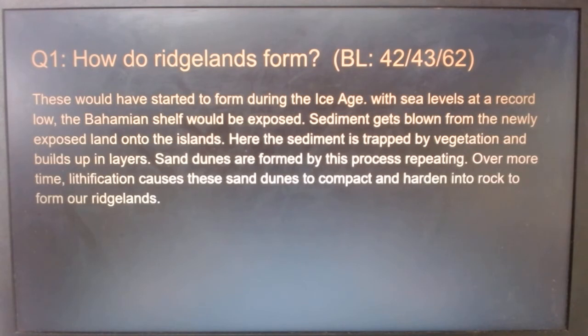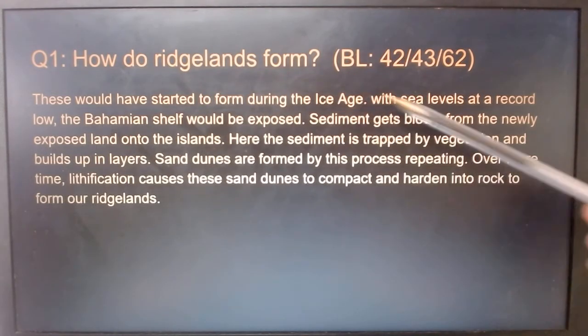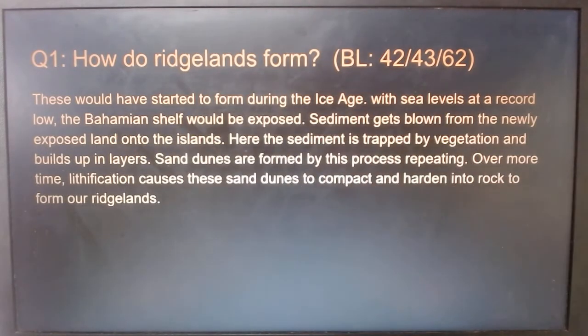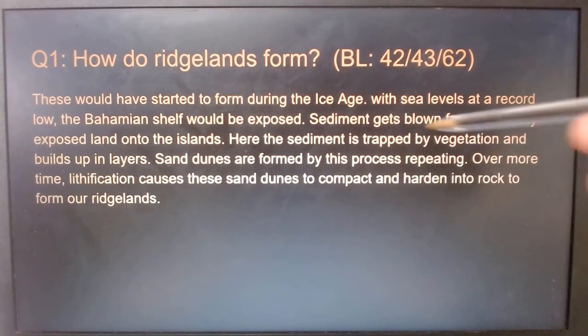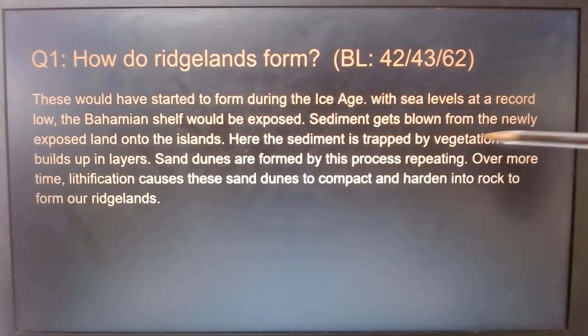So how do ridgelands form? Again, I gave you the textbook pages. I have each sentence here going back to the Ice Age. Okay, with sea levels at a record low, the Bahamian shelf was exposed. So as the sea levels dropped, the whole shelf was exposed, not just the islands. Sediment gets blown from the newly exposed land onto the islands.